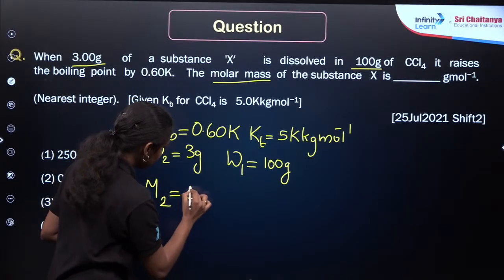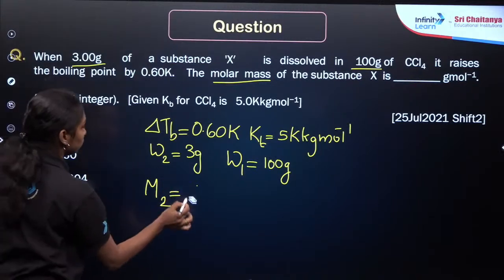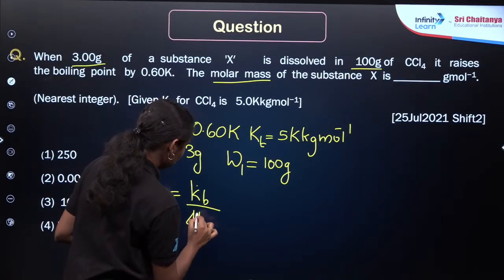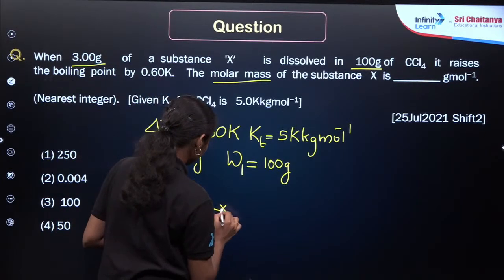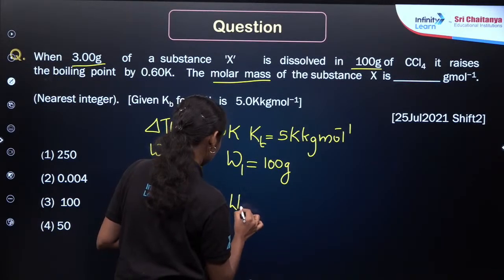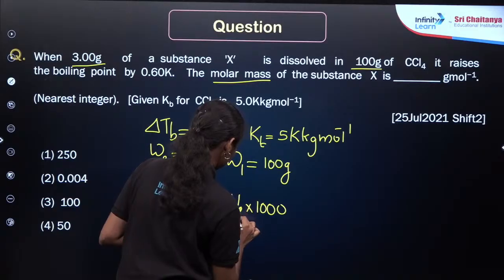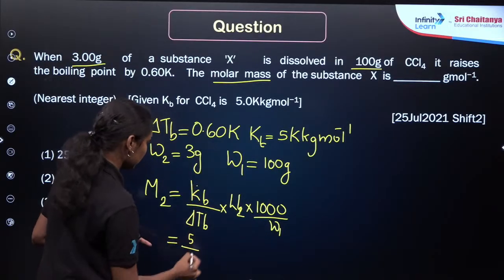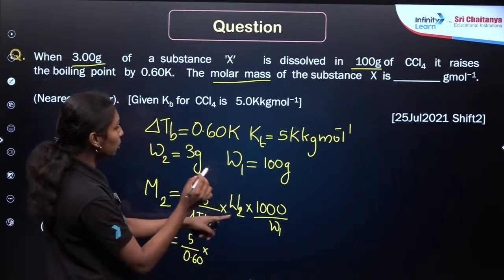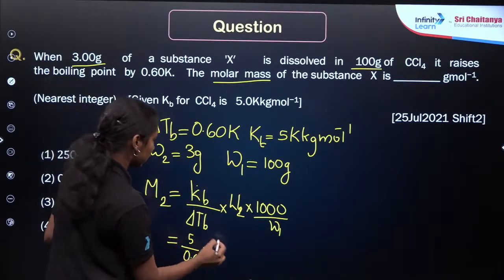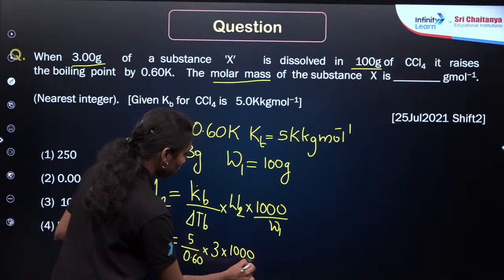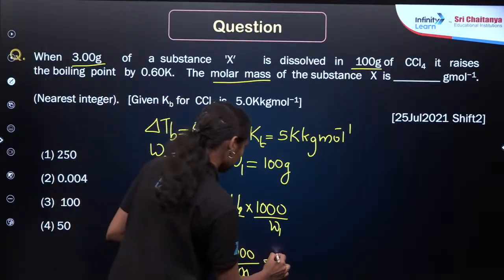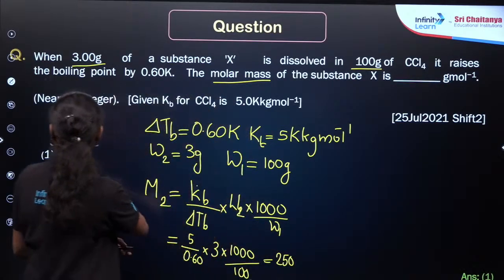So M2 will be Kb by delta TB into W2 into 1000 by W1. Put the values here. Kb value is given as 5 divided by delta TB, which is 0.60 here, into W2, which is given as 3 gram, into 1000 by 100, that is W1. If you solve here, you will get the answer as around 250. So option 1 will be the correct answer here.